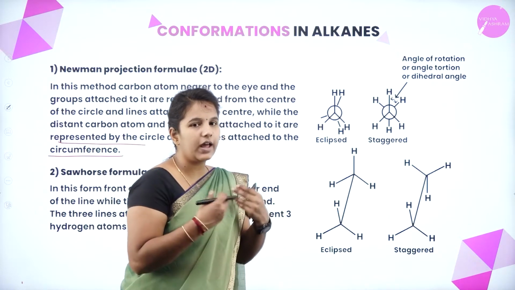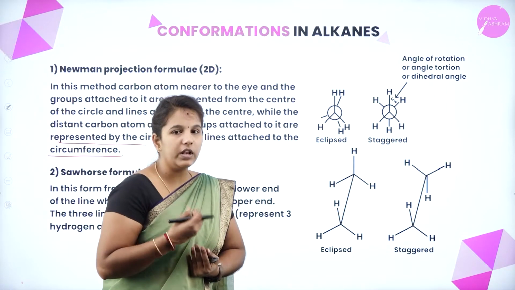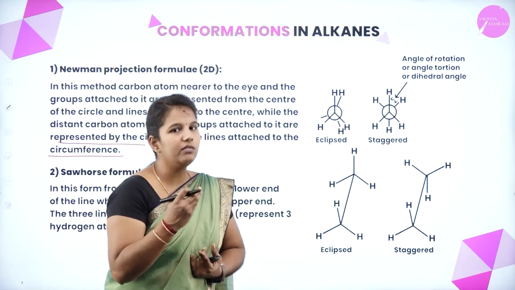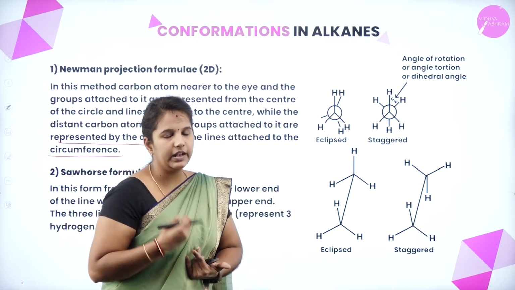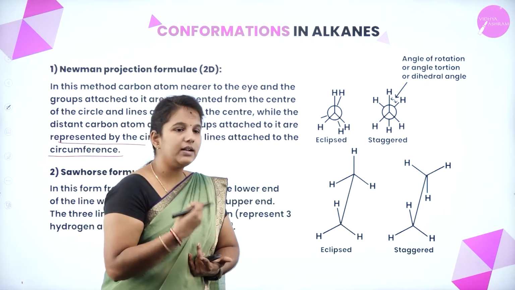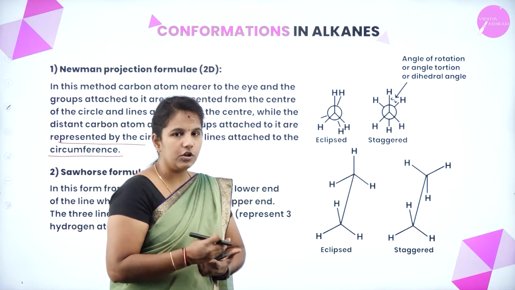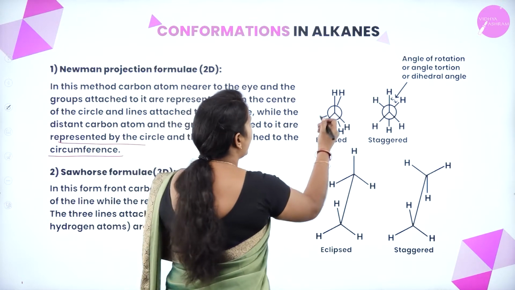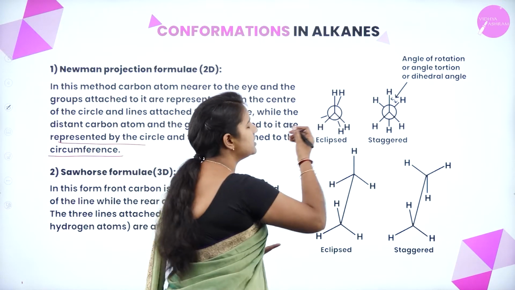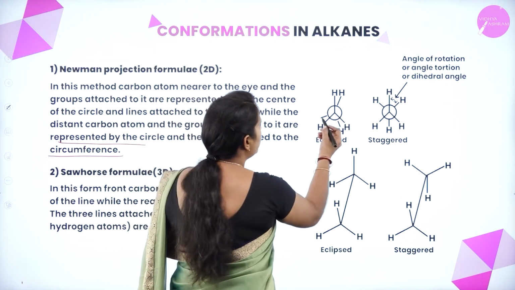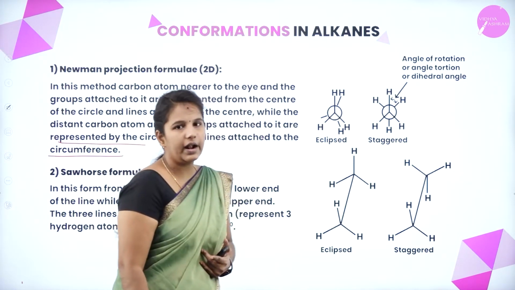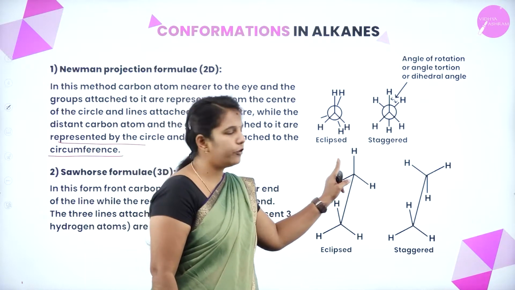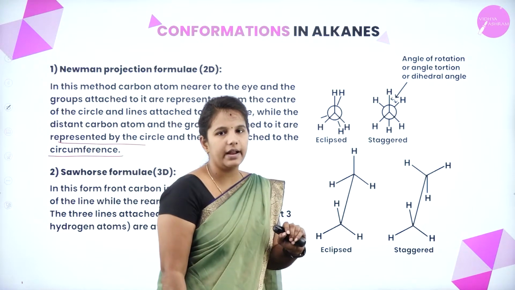So remember, if the carbon atom is very near to us, we need to represent it by writing the circle, where the carbon atom will have 3 hydrogen atoms in the case of ethane. If the carbon atom is far away from your eyes, you know that it should be represented by writing the lines from the circumference of the circle, to represent the 3 hydrogen atoms attached to the other carbon atom. That forms an eclipsed form, and similarly for the staggered form.